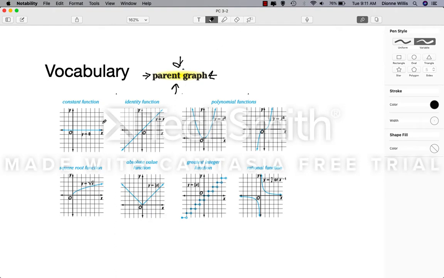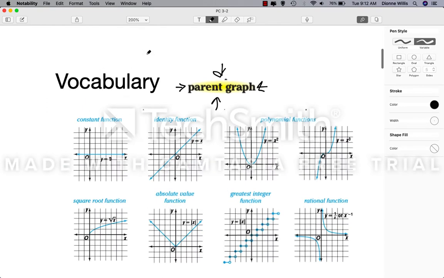So that manipulation could be lifting, translating up, down, left, right, compressing vertically, reflecting over the horizontal axis. Any of those graphs that we want to do something like that to is considered a parent graph. It's almost like the starting point, all right? So what I want you to do, let me go ahead and make this a little bit larger, is just make sure you know each of these graphs. Each of these can be a parent graph for us.